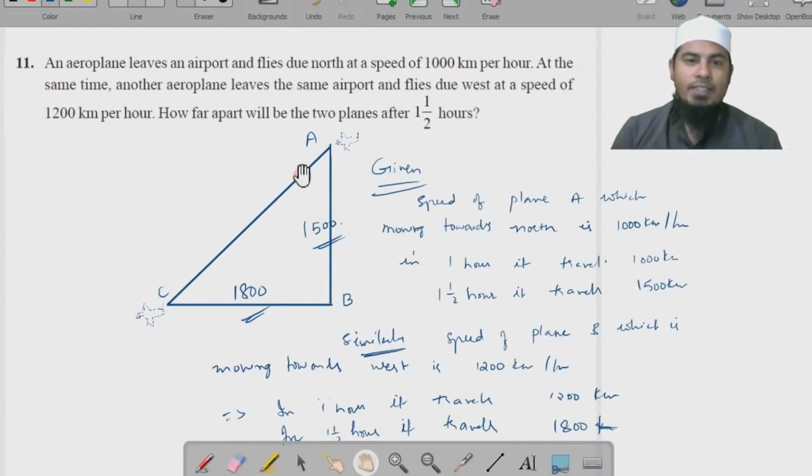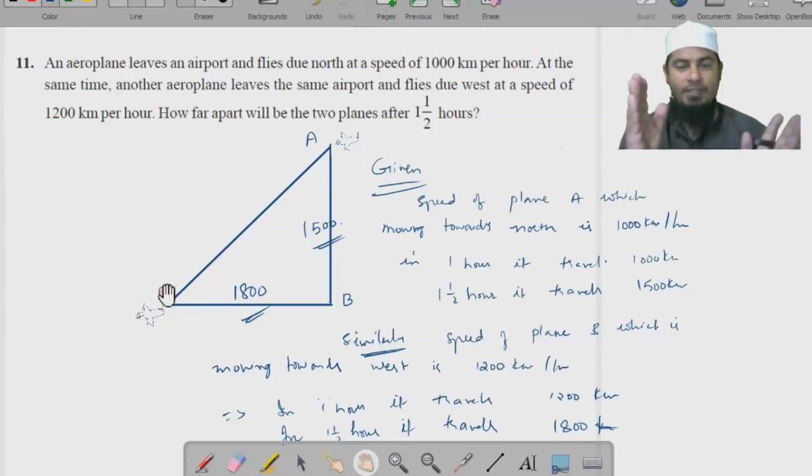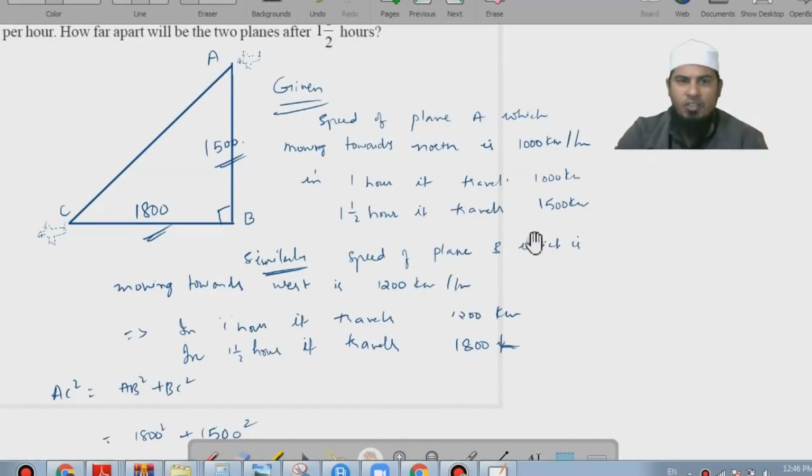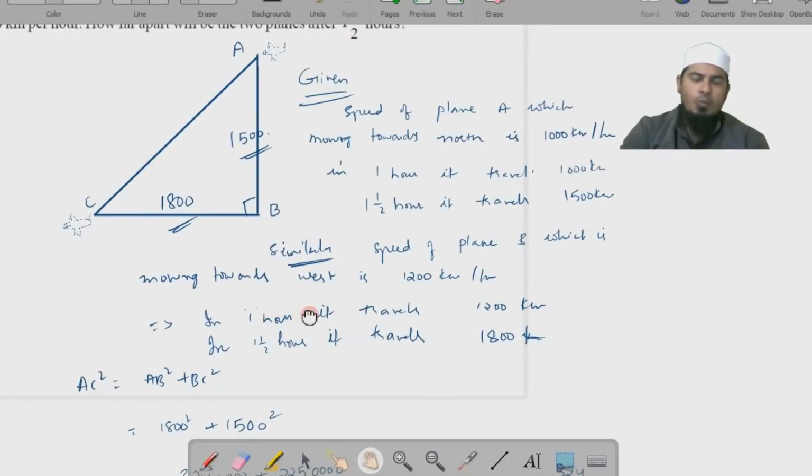So what is the distance between these two planes? This is the distance. AC is the distance between the two planes. As in the question he told north and west, they are perpendicular to each other, therefore this triangle is becoming a right angle triangle. And to get AC value, just apply Pythagoras theorem and find the answer. Just apply Pythagoras theorem to get AC value.